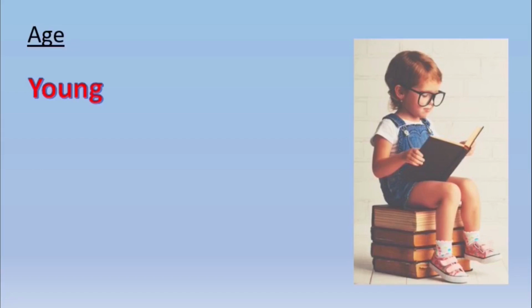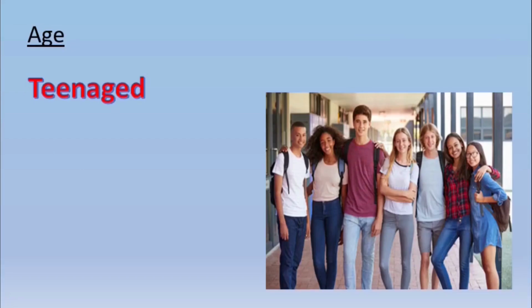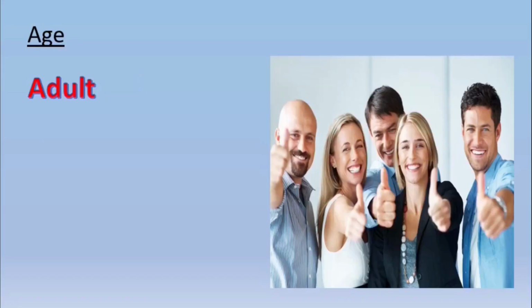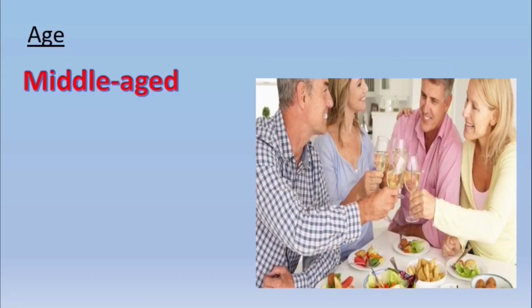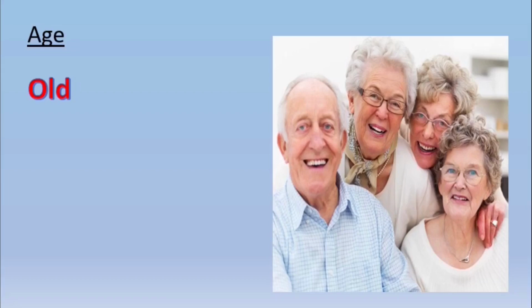We can also describe using age. We will go from the most youthful to the oldest. Young. She is young. Teenaged. They are teenaged. Adult. They are adult. Middle-aged. They are middle-aged. Old. They are old.